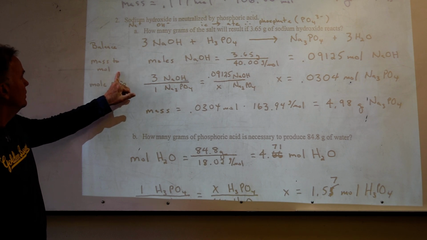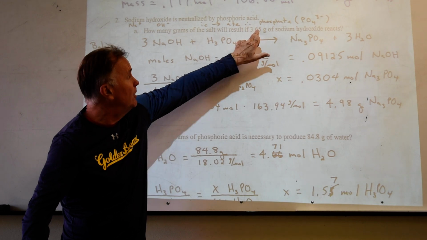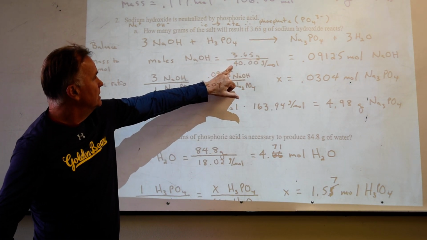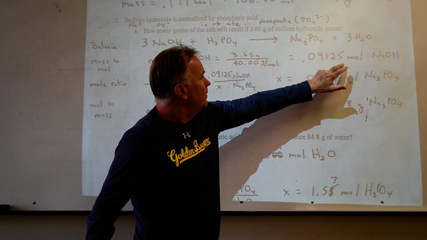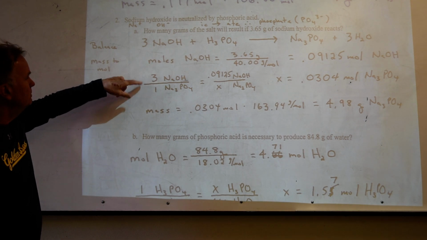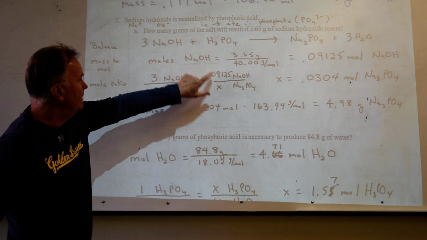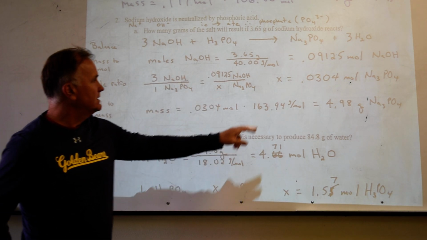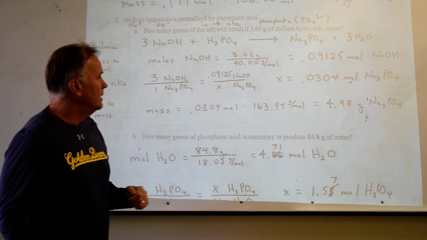Then mass to moles first. They give you 3.65 grams of the sodium hydroxide, so 3.65 over 40, you end up with 0.09125 moles. We'll do significant digits later. Again, do the mole ratio. 3 is to 1, like 0.09125 is to X. Solve for X, it comes out to be 0.0304 moles of the sodium phosphate.